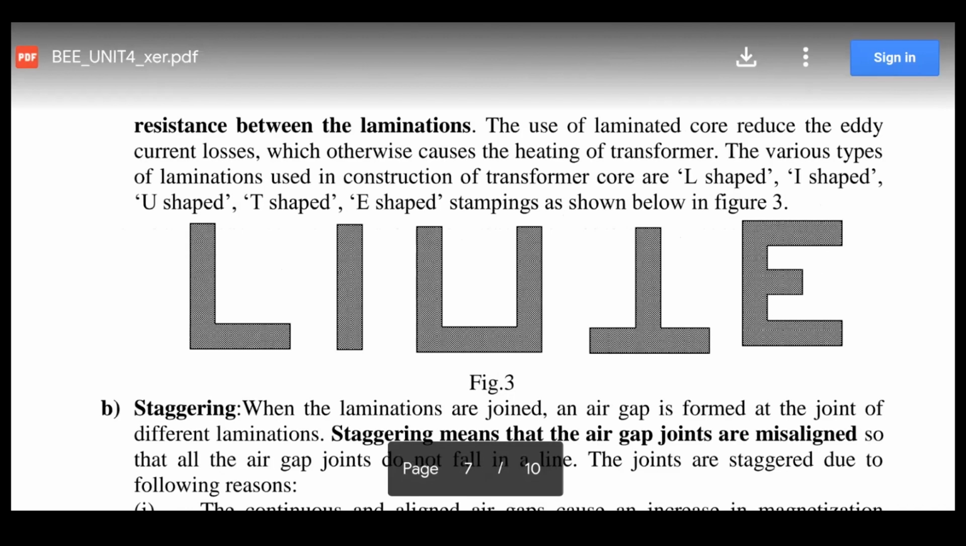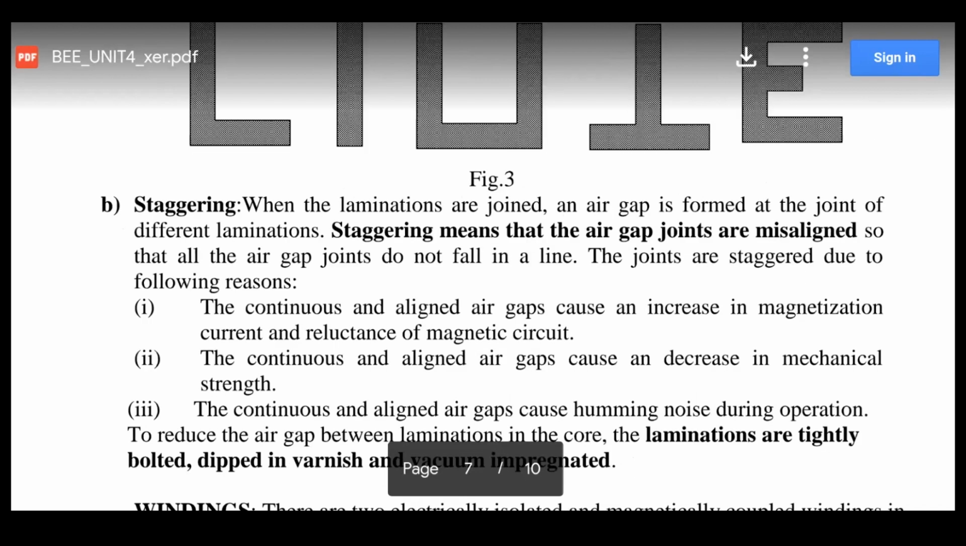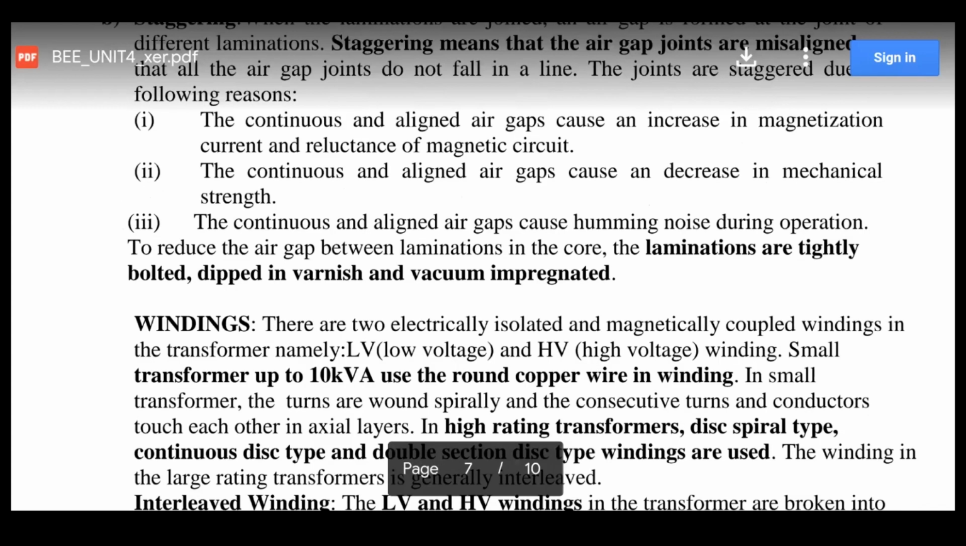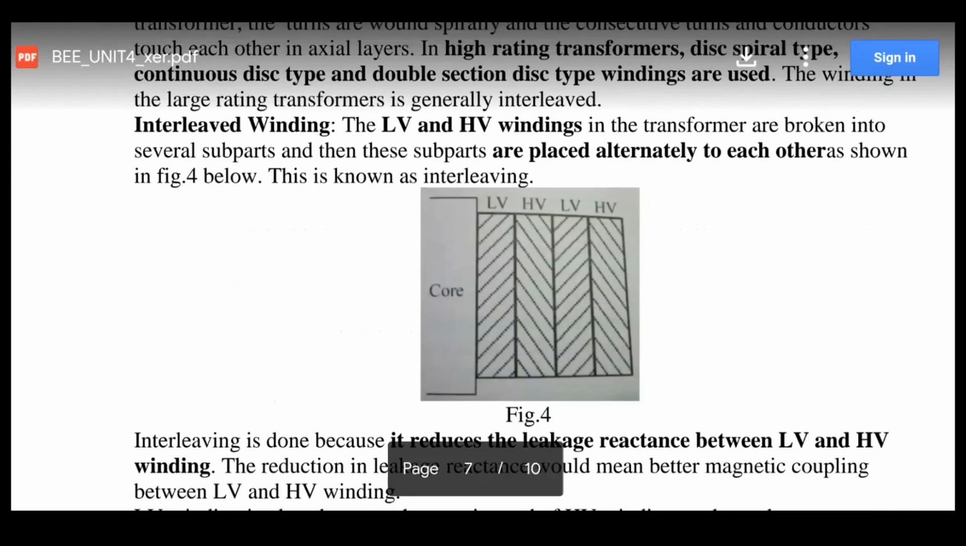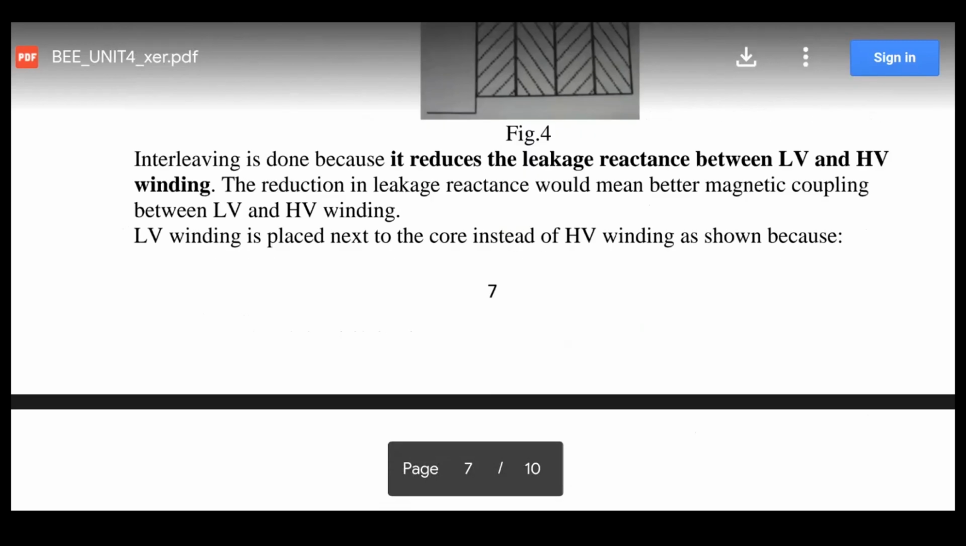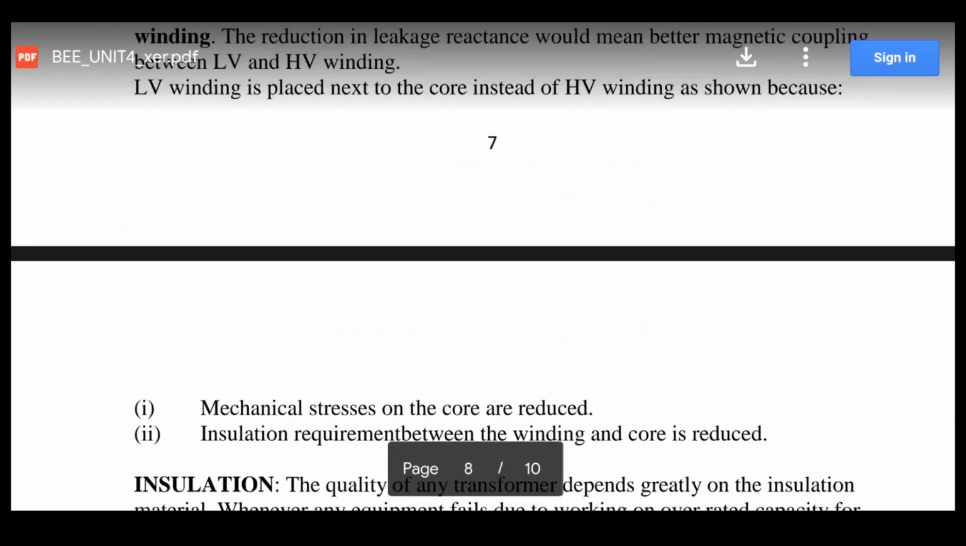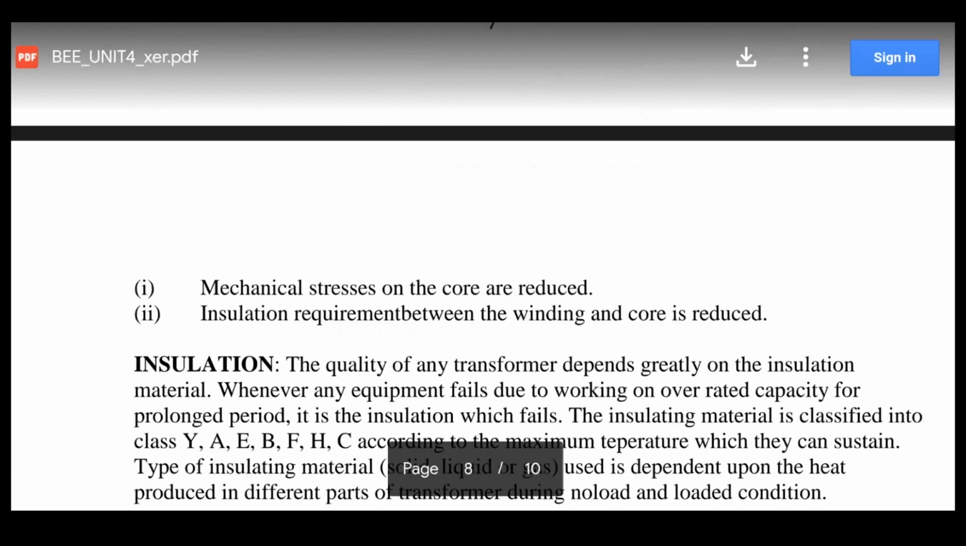Staggering means the air gaps between the joints should be avoided. These are tightly bolted, varnished and vacuum impregnated. This is the interleaving, in which the core is alternately wound by the low voltage winding and the high voltage winding. It reduces the leakage reactance. Insulation is classified in the form of Y, A, E, B, F, H, C, based on different temperature sustaining capacities.